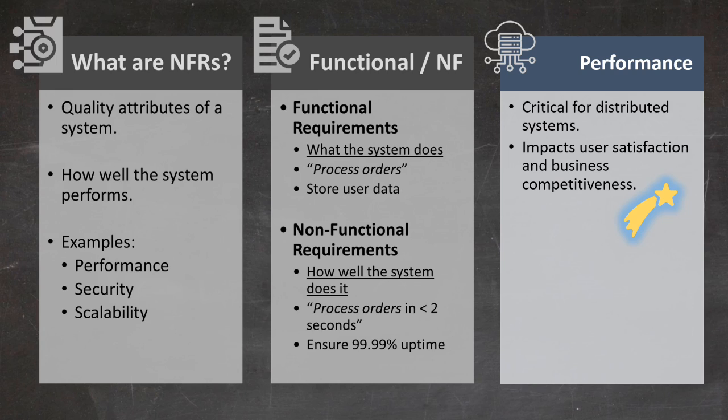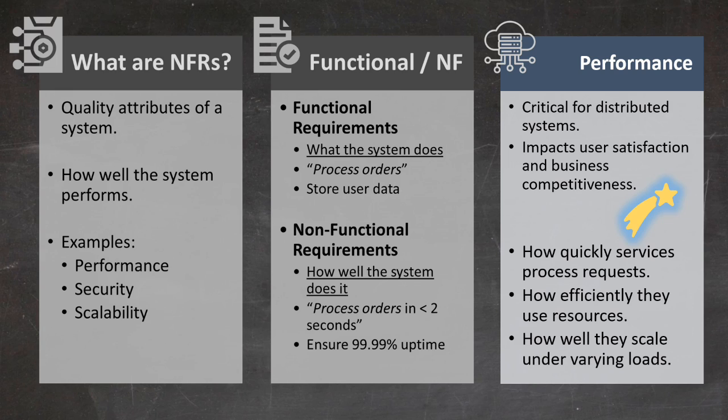Let me be clear, if your requirement is to make it performant, it is not an actionable requirement your team should be working on. Instead, you should explain to your product owner and product manager that performance isn't just about speed. It's about how well the entire system responds to user demands across a distributed architecture. It encompasses how quickly services process requests, how efficiently they use resources, and how well they scale under varying loads.